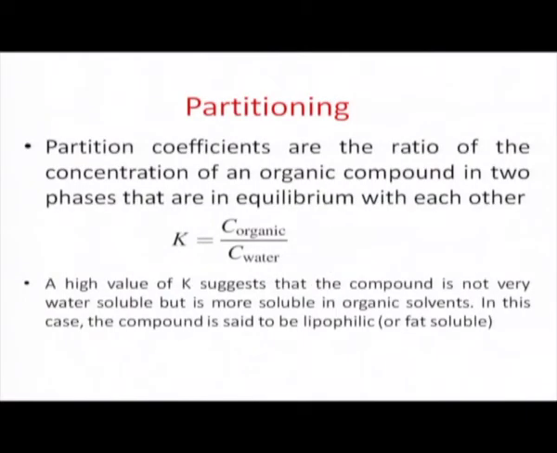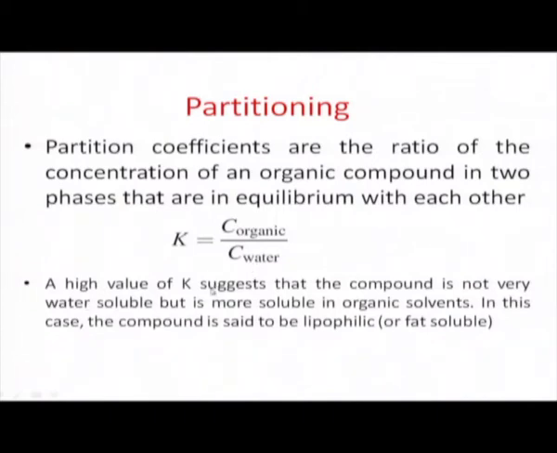The next process that explains the movement of a solute in an aquatic system is partitioning, and the Nernst partition coefficient is very handy in explaining this. The partition coefficient is the ratio of the concentration of an organic compound in two phases that are in equilibrium with each other. One is water, the other is an organic solvent. Usually we consider an organic solvent that is insoluble in water, and in such a case the solute may distribute between the two, or move from water into the organic solvent.